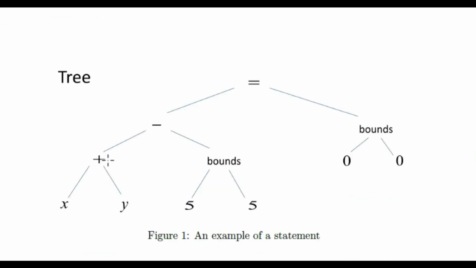The statements are stored as trees, and there are two numbers where we normally see only one number. This means that the actual number is between 5 and 5.